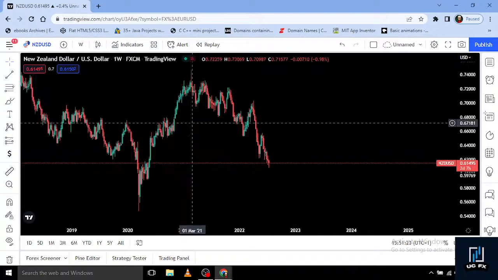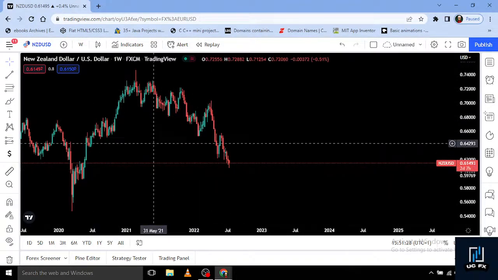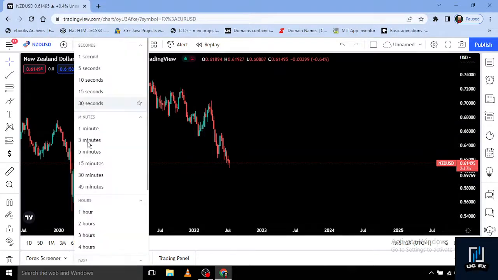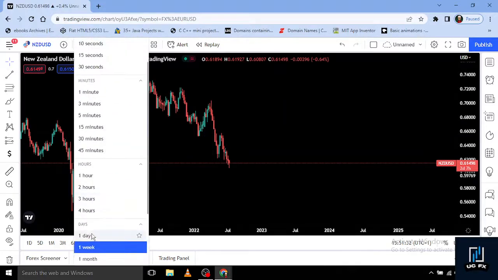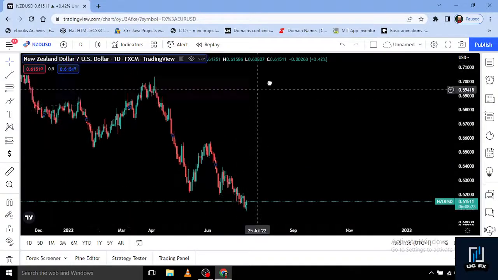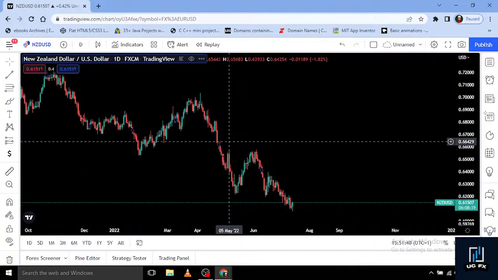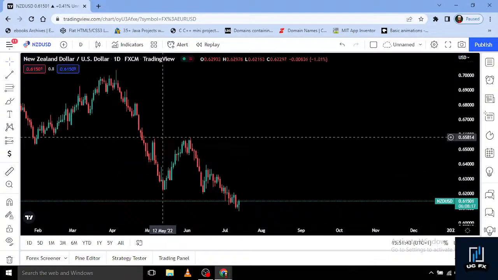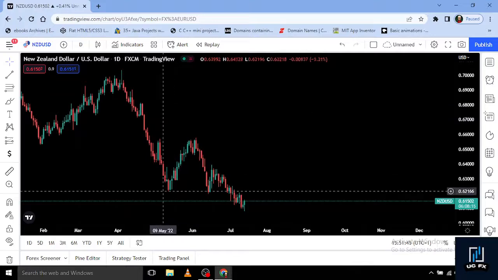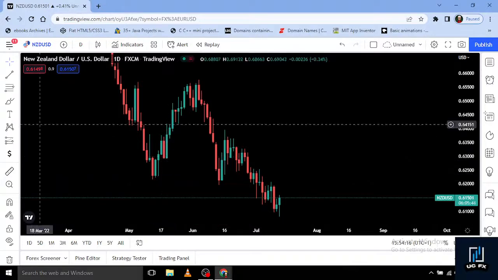Here on the weekly chart, as you can see, the market is bearish. If you go down to the daily time frame, you will see that the market is bearish as well. After identifying this market structure, you need to find the recently formed order blocks. After noting the market structure and identifying the directional bias of the market, as you can see, this market is bearish.